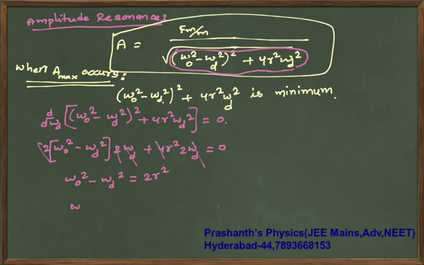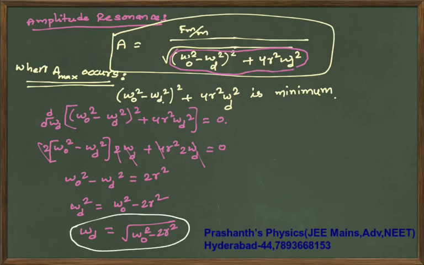So from here, omega d square is omega naught square minus 2 gamma square. Omega d is under root omega naught square minus 2 gamma square. Now don't confuse this with the other thing. This is the condition for maximum amplitude, A max.